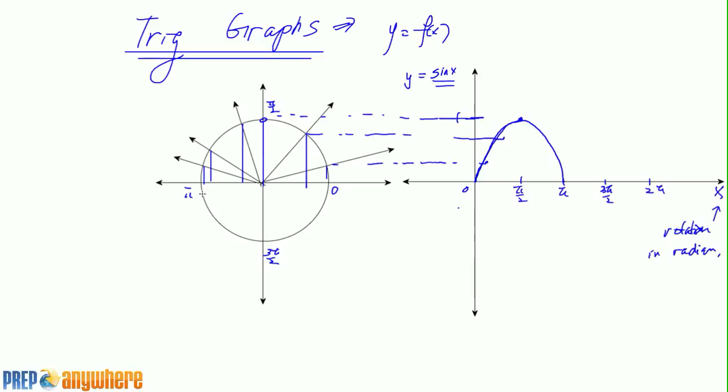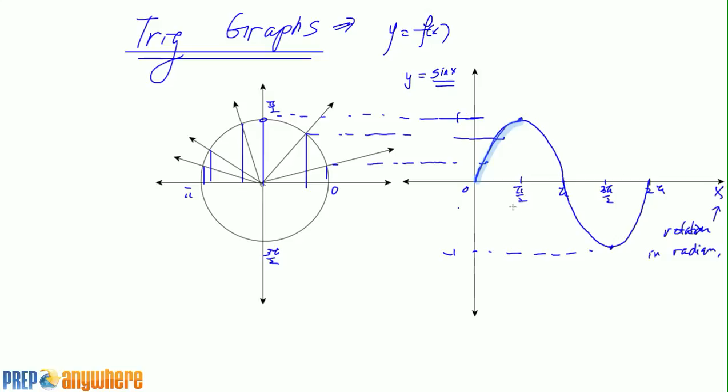Now after pi, the height, the sine values are going to be negative. But in terms of how it goes down, it's exactly the same curvature as this one, right? And we know that at 3 pi over 2, it's going to be exactly negative 1. And goes down. Okay, so that's one full cycle.